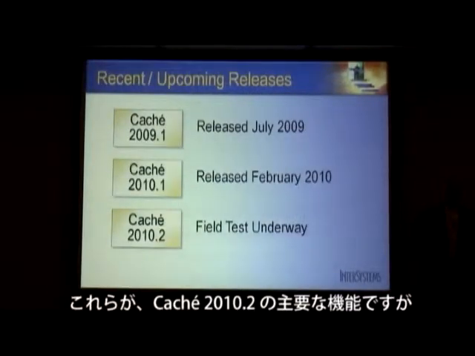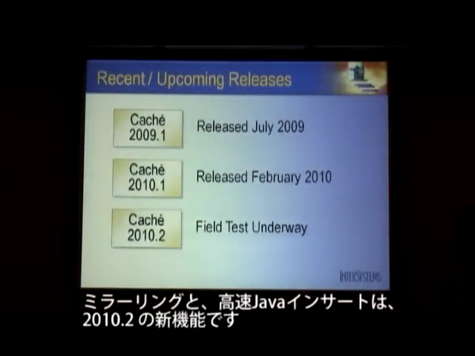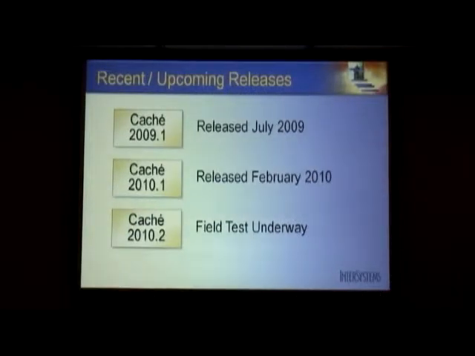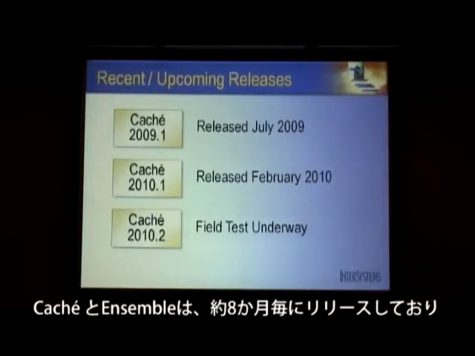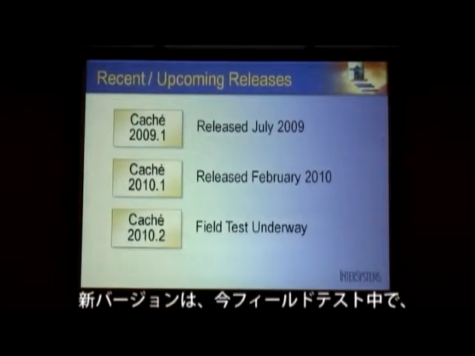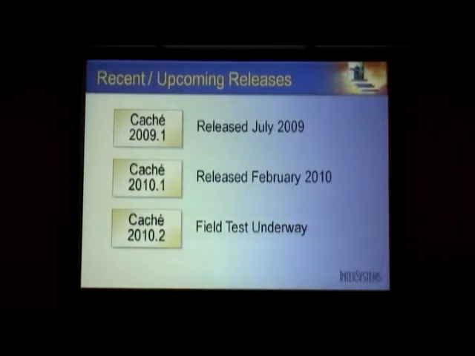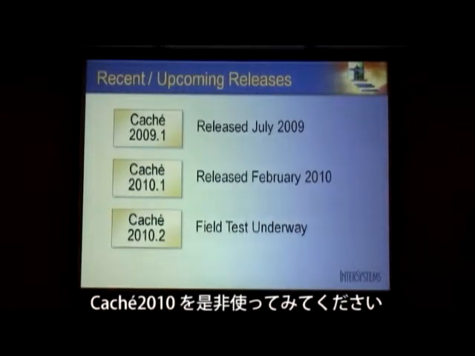These and many other features are part of Cache 2010.2. The identity management has been evolving over the last few releases, but mirroring and the high-performance Java inserts are both new with Cache 2010.2. We have been releasing new versions of Cache and Ensemble about every 8 months for the last few years. So over the last year and a half, we've actually introduced 2 new versions of Cache, and we have a new one in field test right now. If you're interested in anything that I've spoken about, please see us so you get access to Cache 2010.2 and experiment with it now.